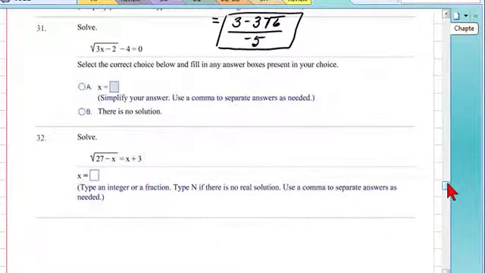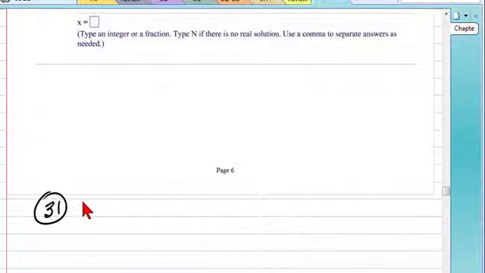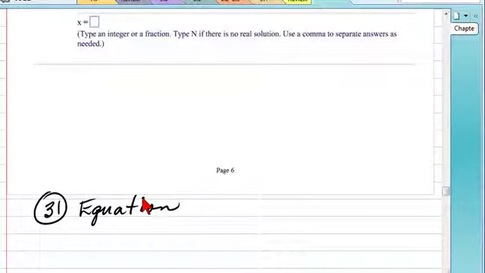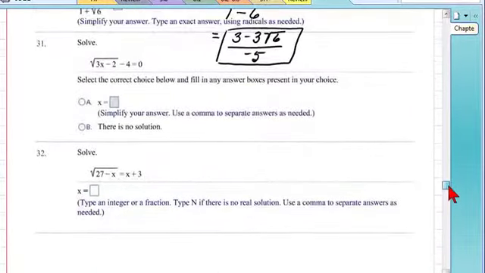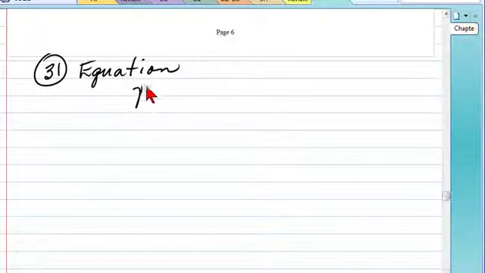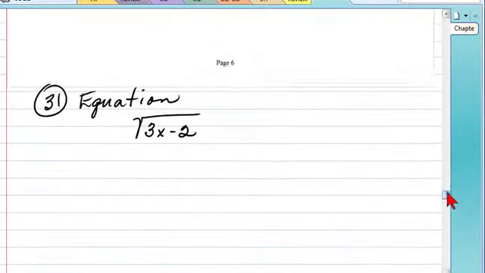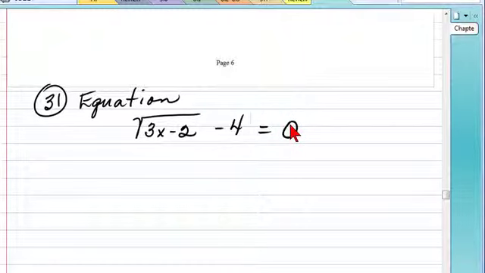All right. Starting with number 31, I have an equation, and we have not done an equation that is a radical equation. So let's see. Square root of 3x minus 2, minus 4 equals 0. Okay, radical equations.